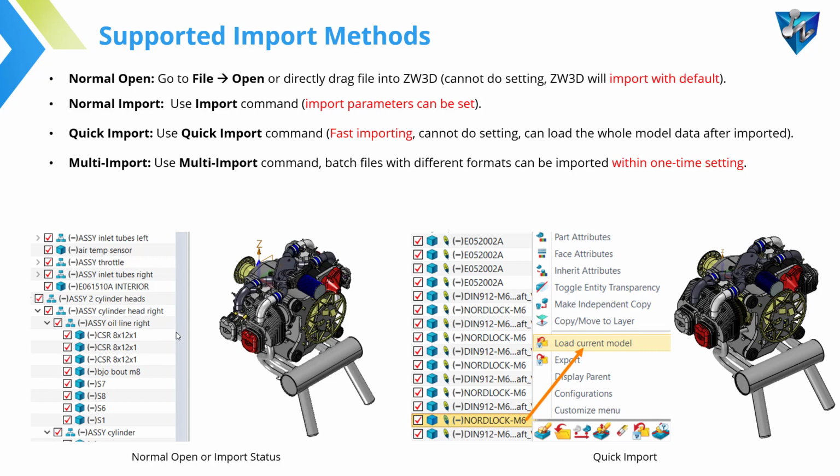With the normal open or normal import function, after the model is imported, the history tree is displayed normally without any special icons. However, if you import with the quick import function, after the model is imported, a feather icon will be displayed at the node of the history tree. At this moment, you could load the completed model by right-click, which is very convenient. Right-click here, load current model.